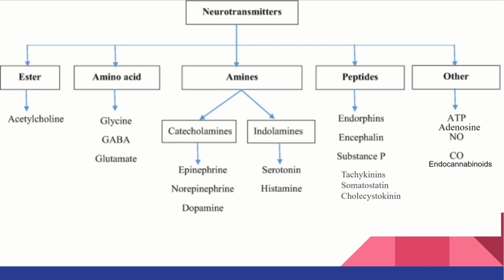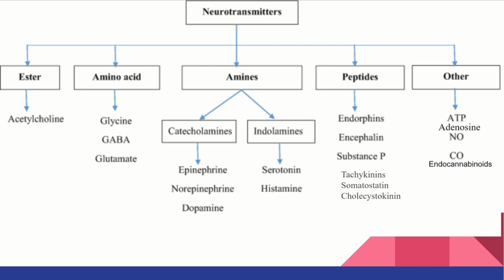Then we have cholecystokinin. These are found in the central nervous system. They are generally excitatory, and they're involved in anxiety, pain, and memory. They also are involved in the gut-brain information pathway, and they inhibit appetite.